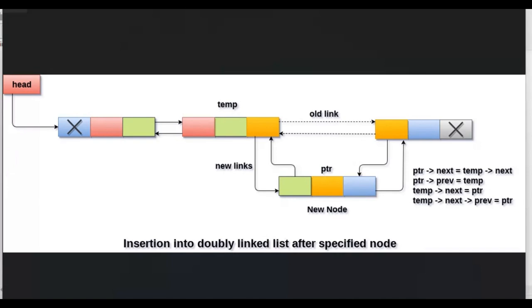So ptr's previous is equal to temp, this temporary value. Temp's next is equal to ptr. I hope you understand. ptr's next is equal to temp's next. How I am saying ptr's next is obviously this value. Since this value and this value are the same, we are assuming this value as this value. I hope you understand. This basically belongs to this.